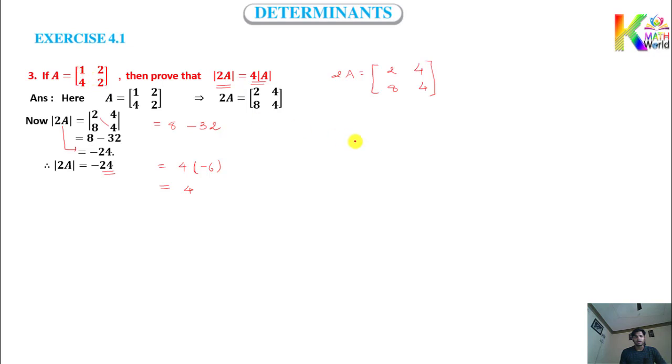So 2 1s are 2. What is the value of determinant of A? 2 minus product of these two now. Product of these two, so 4 2s are 8. So 2 minus 8, that will be how much? Minus 6. Oral calculation was there. So 4 into minus 6. Minus 6 is nothing but determinant of A. That's why you can directly put here 4 into modulus of A. That you can see here.